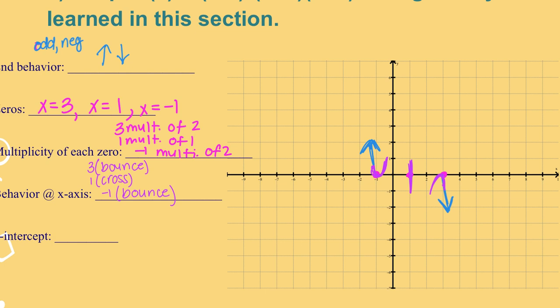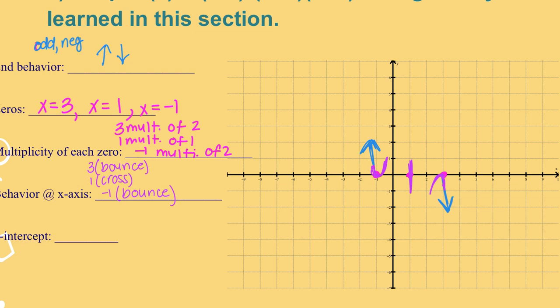How do you know what it's supposed to bounce at? Okay, how do I know where it's supposed to bounce? Because of those multiplicities. So 3 has a multiplicity of 2. That means it's going to bounce at 3. Keep in mind the direction's going this way. So it's going to bounce on that x-axis at 3. And then -1 has a multiplicity of 2. It's going to bounce at -1. So that's kind of a gist on what it should look like because of the bounces. And then 1 is going to have a cross.